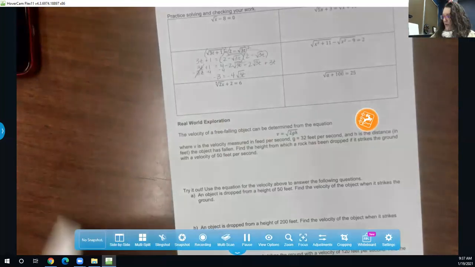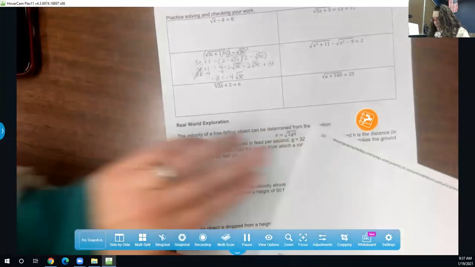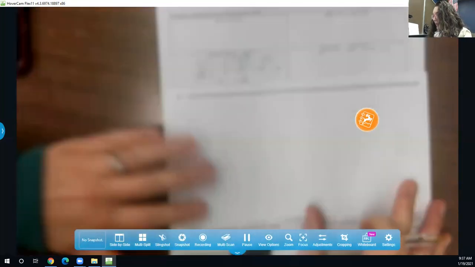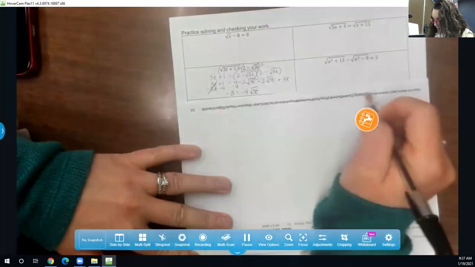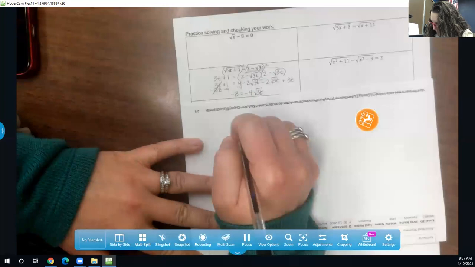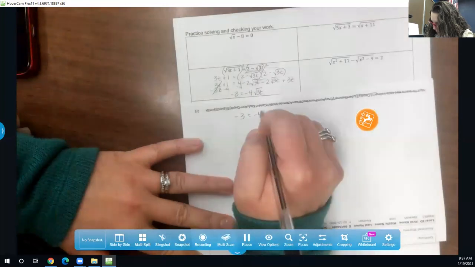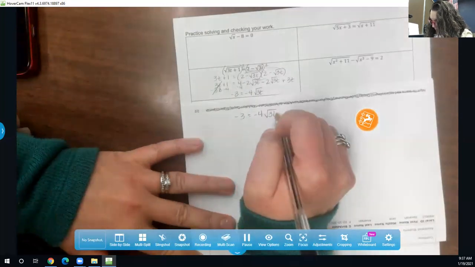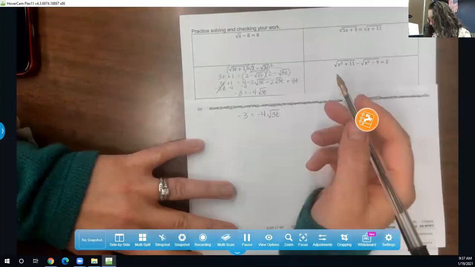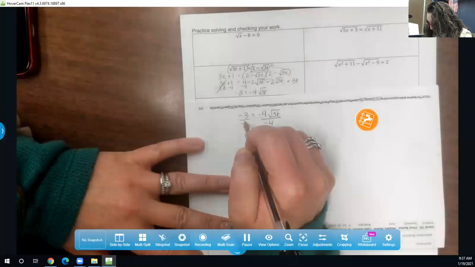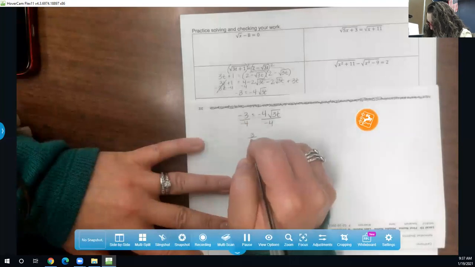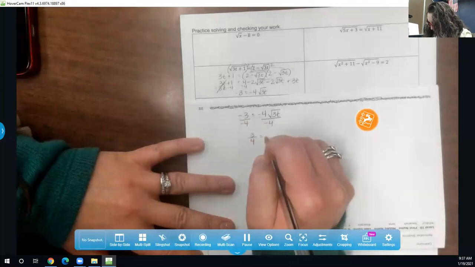Grab some extra paper here. We're going to keep going. Don't worry about that. This is my scratch paper. So I have -3 equals -4 times the square root of 3t. I'm going to isolate my radical again. I still have a radical, so I'm still having to deal with it. Negative divided by negative is a positive. 3/4 equals square root of 3t.